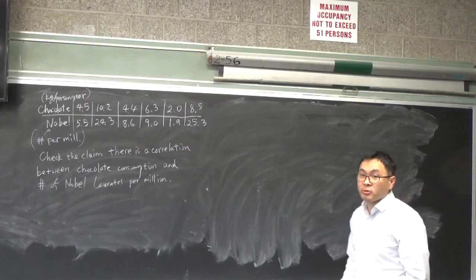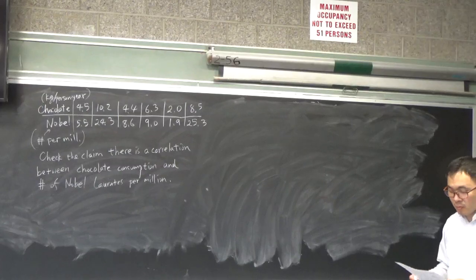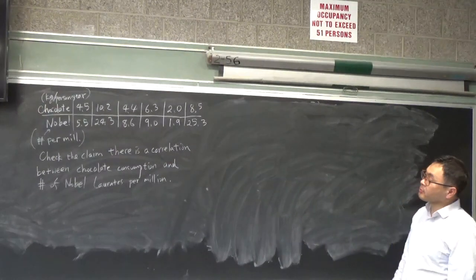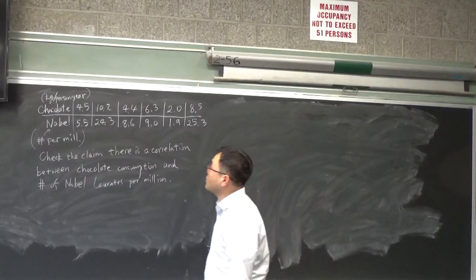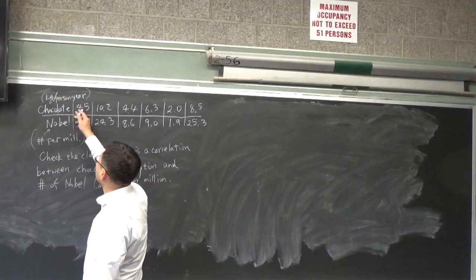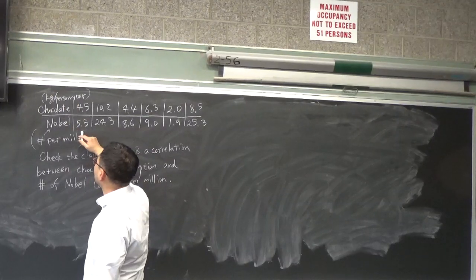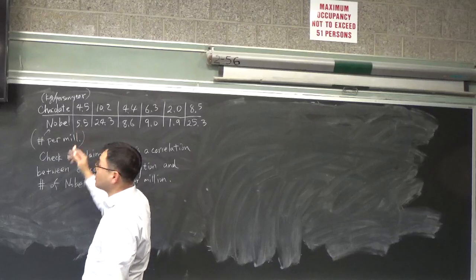Okay, now I want to introduce to you how to do hypothesis testing on correlation. So here's the data of 6 countries where they list the amount of chocolate consumption in kilograms per person per year versus the number of Nobel laureates per million.